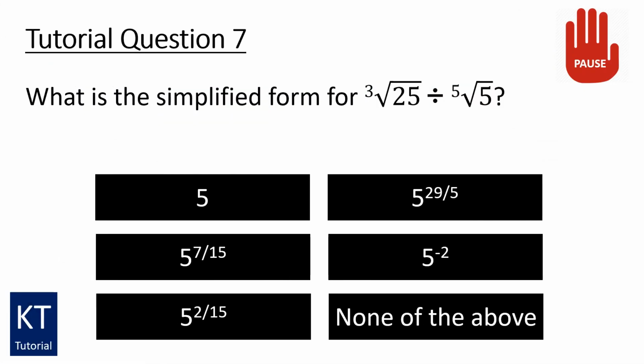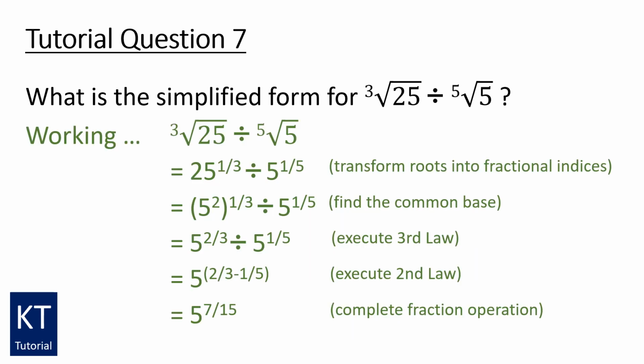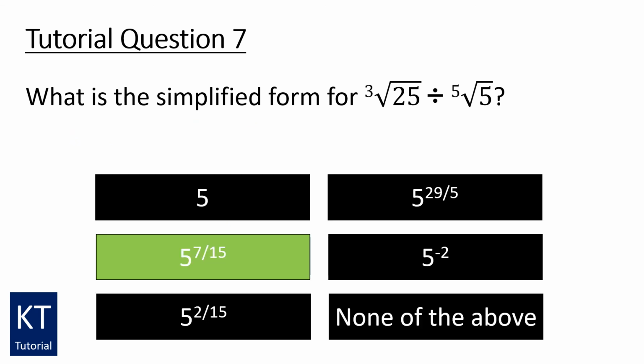Tutorial question 7. Press the pause button as required. What is the simplified form for the inscription on question 7? Here are the breakdown steps as to how you can do it. First, transform all the various roots into fractional indices. Next, find the common base. Finally, execute the various laws of indices to arrive at the answer. That makes the correct pick the middle box on the left.